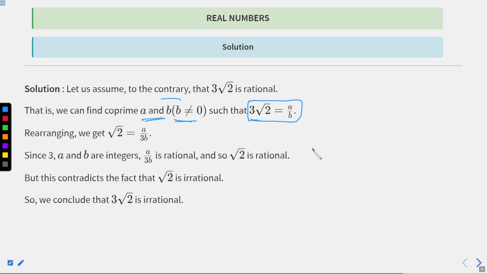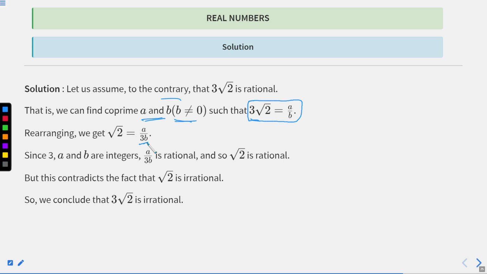So we can find coprime a and b such that 3 times root 2 is equal to a over b. Now rearranging, we get root 2 is equal to a over 3b. We have already proven that root 2 is an irrational number. So the left hand side is an irrational number, but on the right hand side we have a over 3b where a and b are integers.